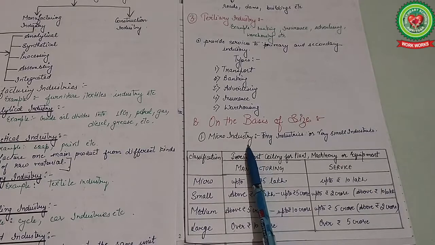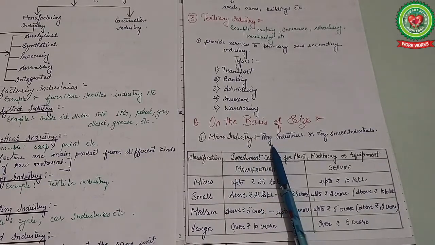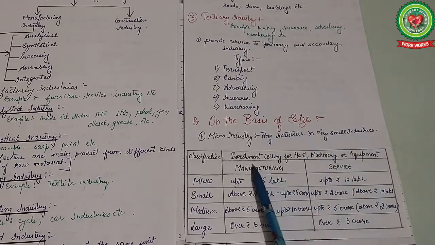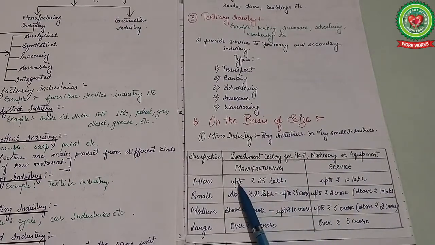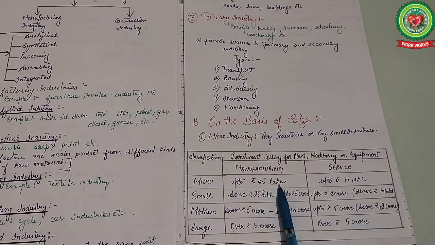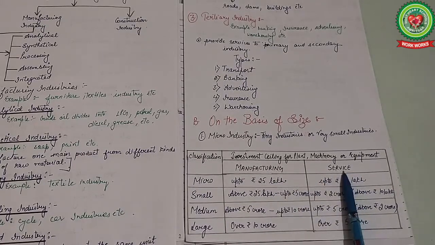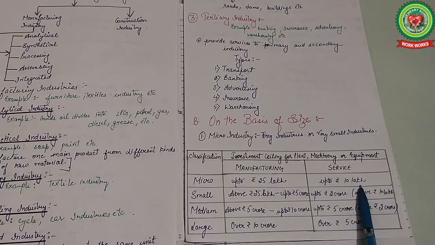First one is the micro industry. Micro industry is also known as tiny industries or very small industries, where the investment in plant, machinery and equipment is up to rupees 25 lakh. Their investments should not exceed 25 lakh. But in the service industry, if they provide services to customers, then their limit is 10 lakh.